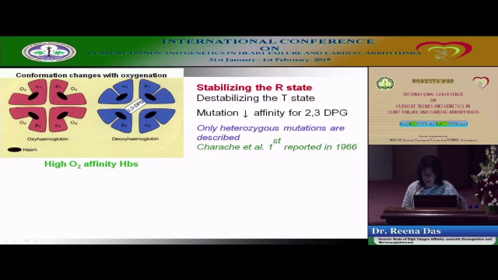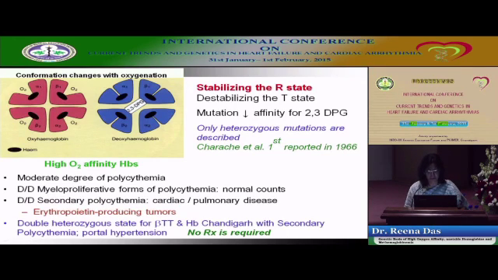The polycythemic variants have been described till now. About 55 to 60 different types of hemoglobins have been described. Most of them are in the beta globin chain, and some of them are in the alpha globin chain. So usually the patients have moderate degree of polycythemia.